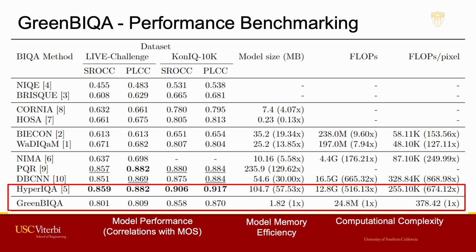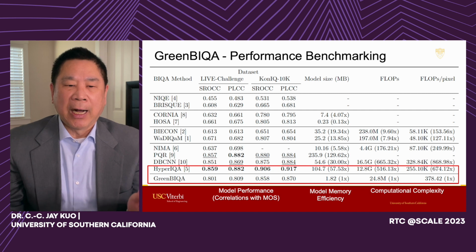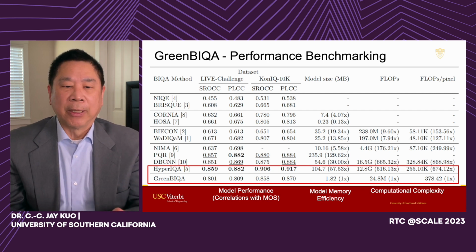So then I want to point out the last two rows. So we can see the HyperIQA. That's the one you see in boldface. Bold means the best, okay, and underbar means second best. So HyperIQA has the best performance. So for all the cases, it gives the highest correlation coefficient. Our method, Green BIQA, is a little bit worse than that, but not much. So the gap is around 0.05.